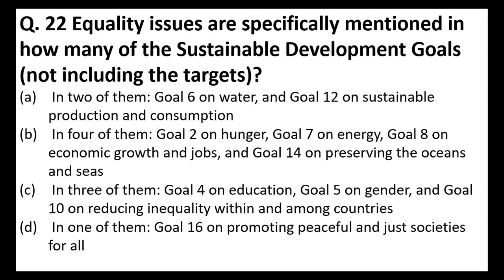We know that in SDG many times we are talking about equality. So how many times has equality come? The correct answer here is three of them: equality in education, in gender, and reducing inequality within and among the countries. Within means like rich and poor. Among the countries means we think that a developed country is a better country. So if you are from Europe, you are better than someone who is from a poor country somewhere in Africa. So that inequality has to be removed.